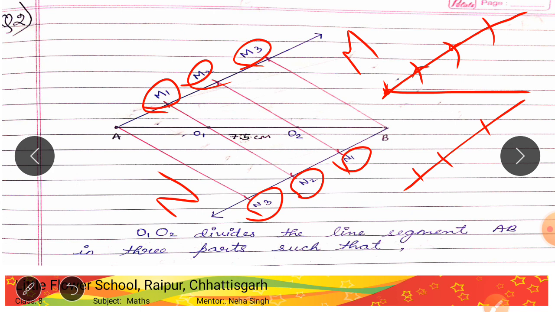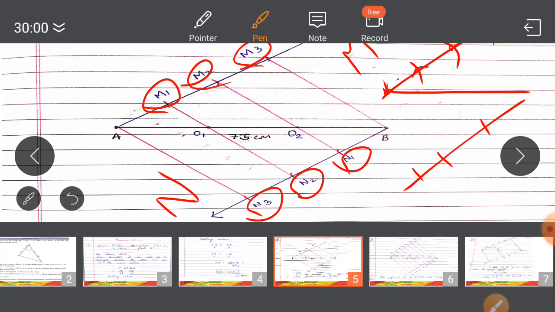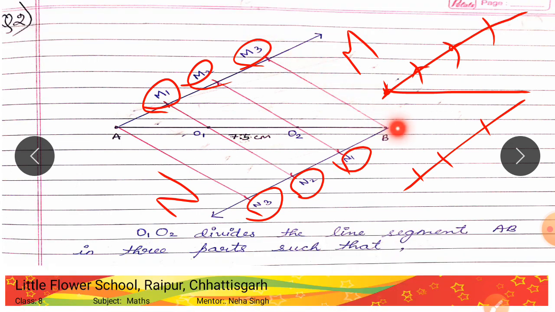Okay, so now I will join M3 to B, right? I will join M3 to B and then I will go on joining respectively M2, N1, M1, N2 and A, N3. Or first you can join the ends M3 with B and A with N3, and then you can join these two. You will obtain parallel lines.